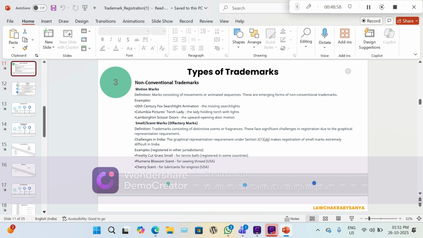Now, the registration of smell marks is extremely difficult in India because the requirement of graphical representation is very difficult to meet when it comes to smell or scent marks.